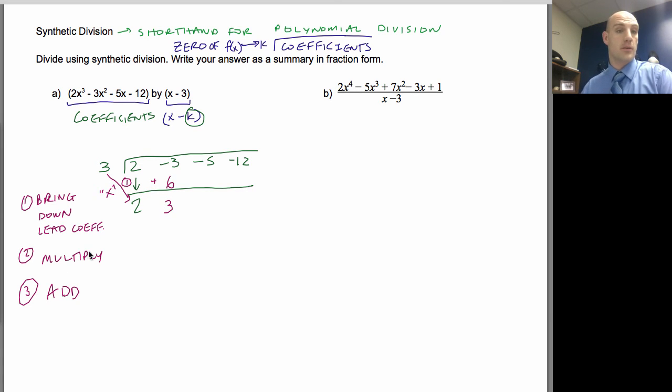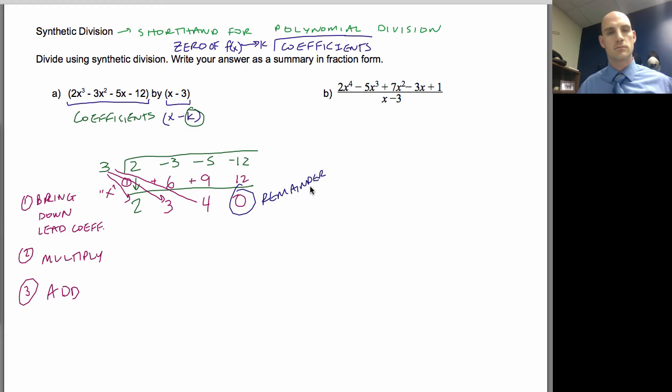And I'm going to start with the multiply step again. So now I'm going to multiply here to get 9. I'm going to add here to get 4. I'm going to multiply here, and I'm going to add here to get 0. You'll notice I ran out of space. What does it mean? It means this is my remainder. What does it mean to have a remainder of 0? That means it divides evenly.